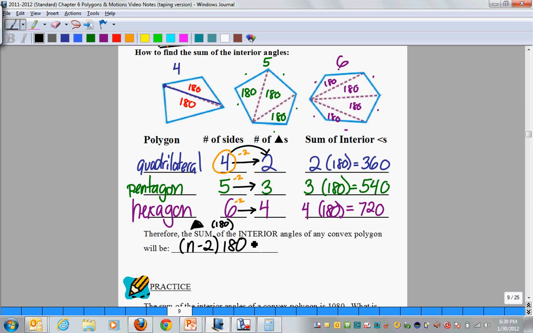So once again, the sum of the interior angles of any convex polygon will always be the number of sides minus 2, times 180.